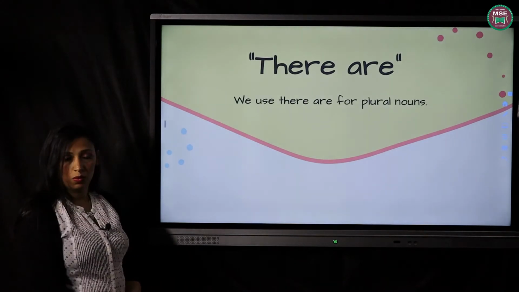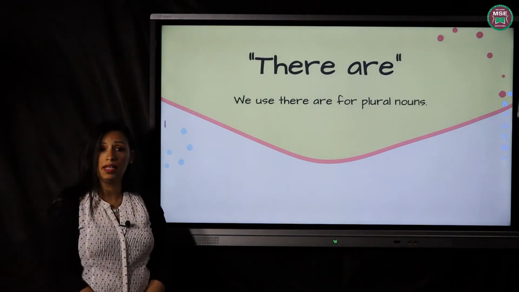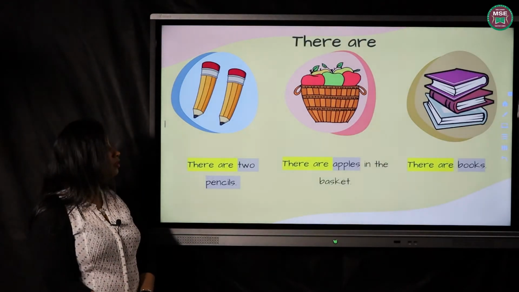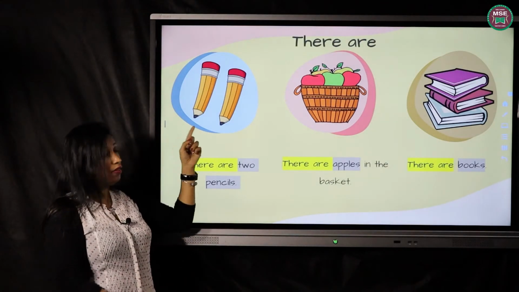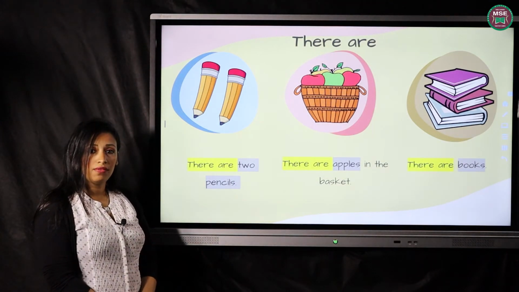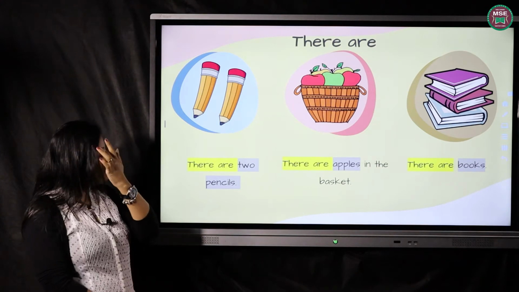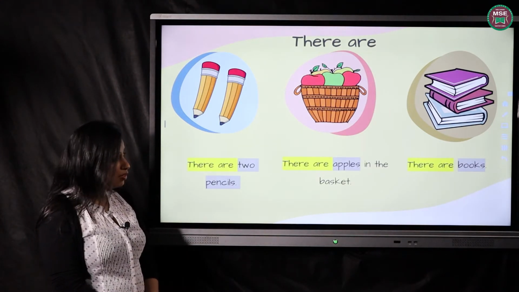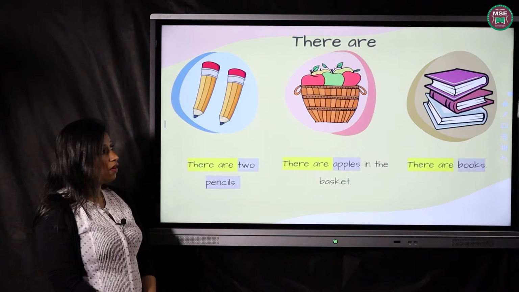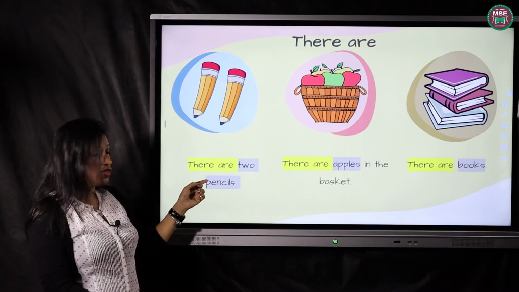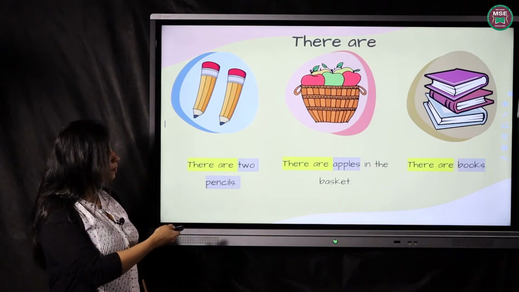There are. We use there are to talk about many things, like plural nouns. If you look here, we have more than one pencil. We have two pencils. That's why we have to use there are. There are two pencils. There are apples in the basket. There are books. And if you look here, the nouns end with S.